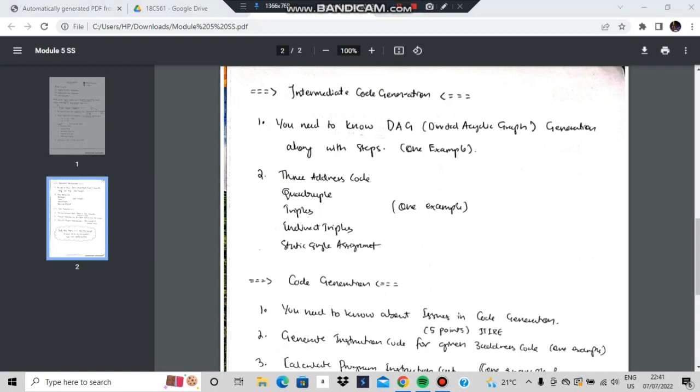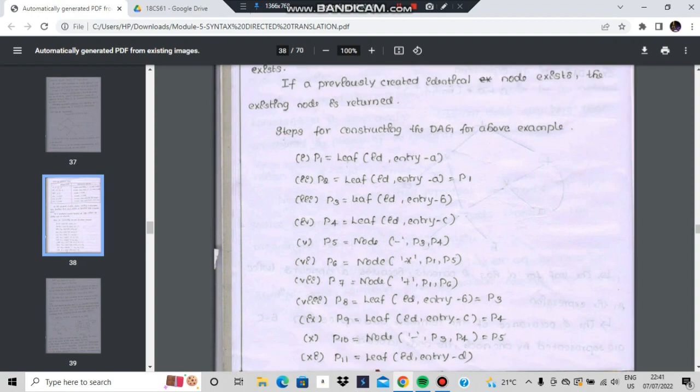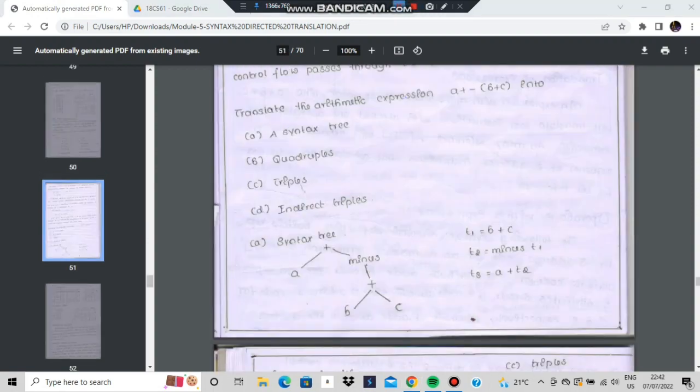Okay, moving on, we have the next topic in the second chapter, which is 3 address code, quadruple, triples, indirect triples, and static single assignment. So we'll be discussing one example in this and moving forward. Okay, so let's see where is that example. Okay, so here's an example where you have the triples, quadruples, indirect triples, three address code, and syntax tree as well.